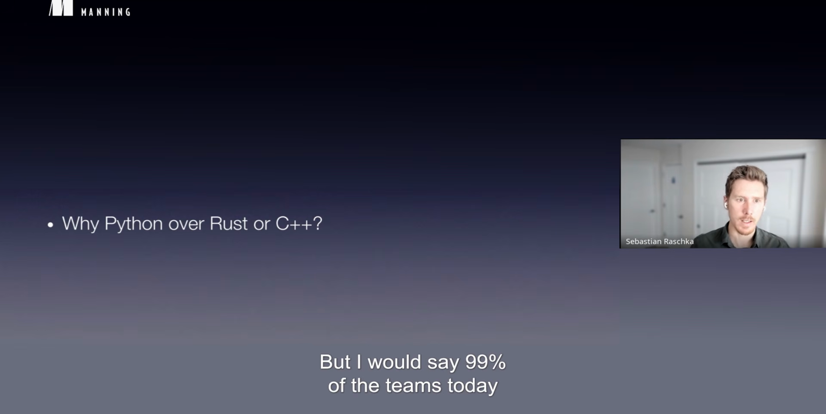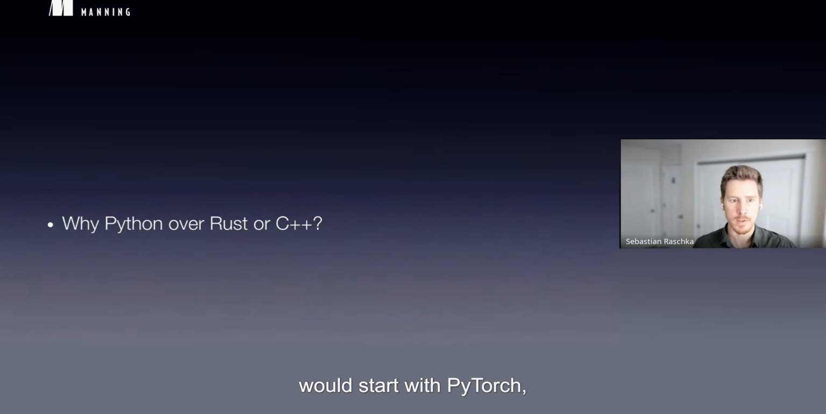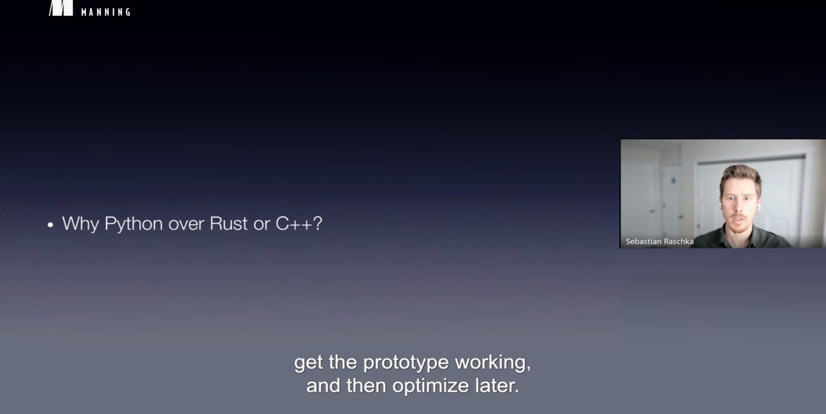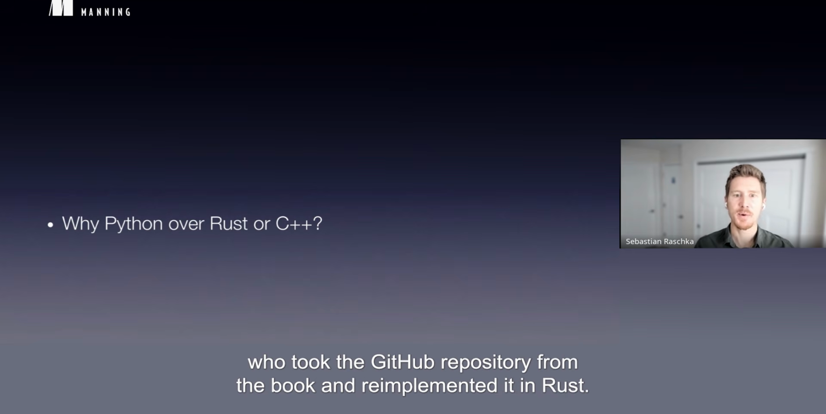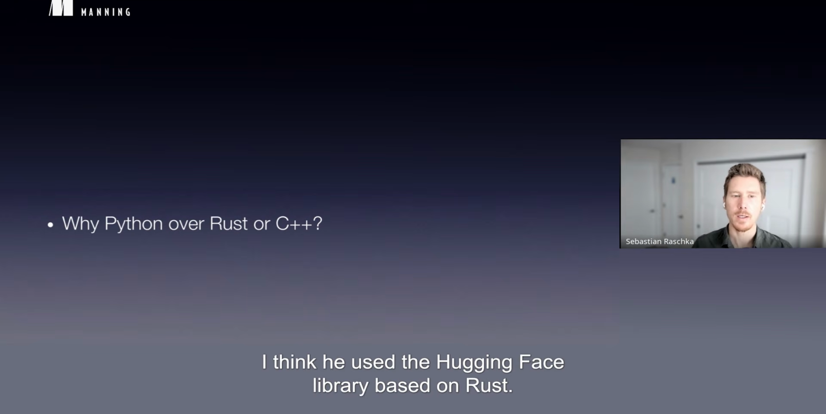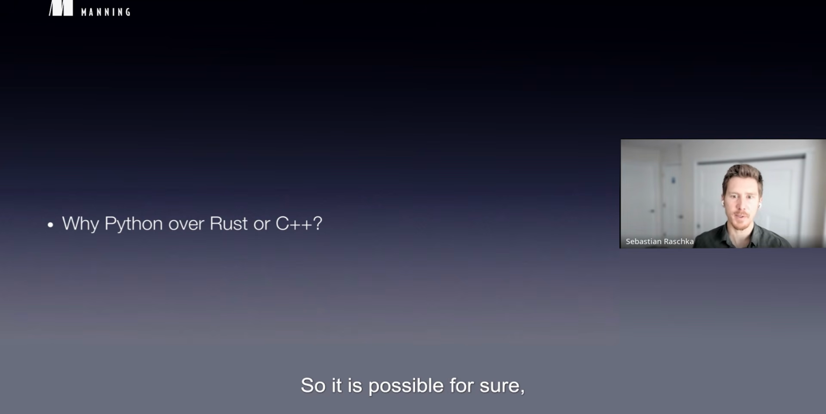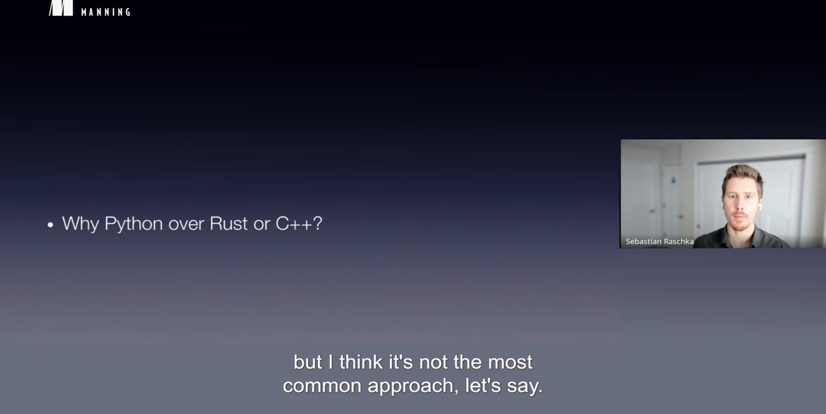But I would say 99% of the teams today would start with PyTorch, get the prototype working, and then optimize later. So there was actually one reader who shared a GitHub repository with me, who took the GitHub repository from the book and re-implemented this in Rust. I think he used a Hugging Face library based on Rust. I think it's called Candle. So it is possible for sure, but I think it's not the most common approach.